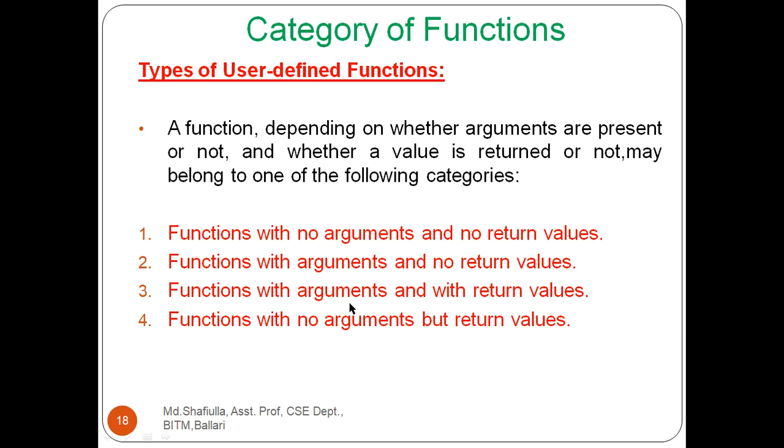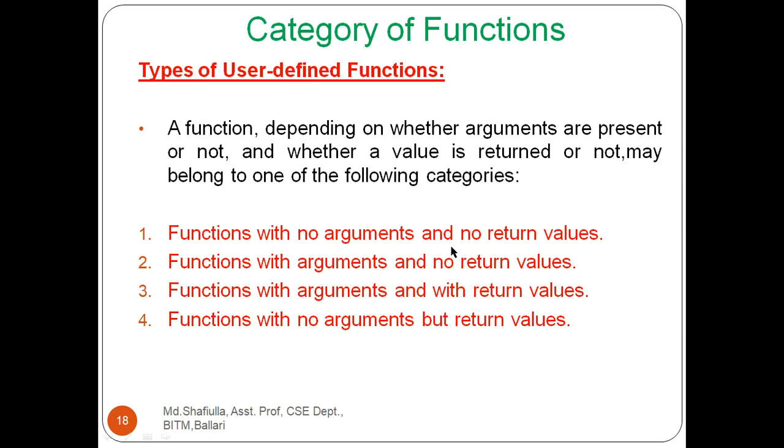The third case is functions with arguments and with return values. We do have the formal parameter list and we also have the return type. So we won't have the return type as void in this case. And the last one is functions with no arguments but return values. The formal parameter list is empty, but we have a return value. So here we won't have void.